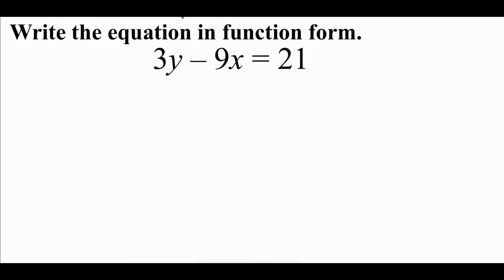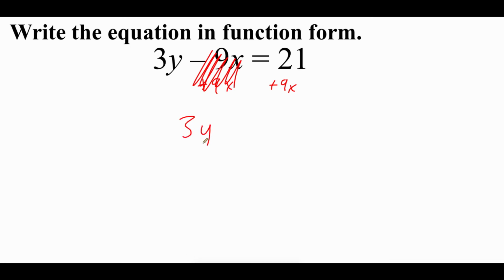In our next example, we've got the equation 3y minus 9x equals 21. And again, we're trying to get this written in function form, meaning we want to get y alone. So if we look at what's happening on the left-hand side, the first thing we're going to work on getting rid of is that minus 9x. So in order to get rid of a minus 9x, we're going to have to add 9x on both sides of our equation. So on the left-hand side, the minus 9x and the plus 9x will cancel each other out.